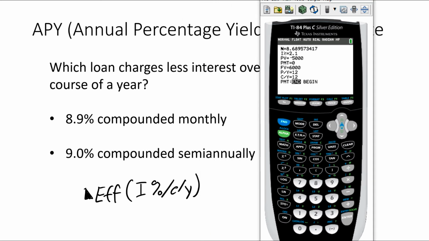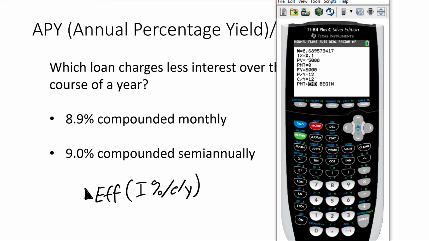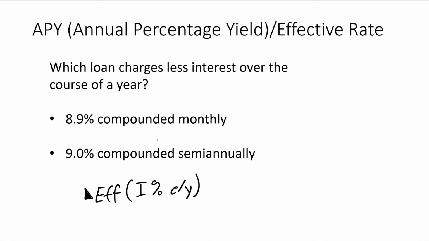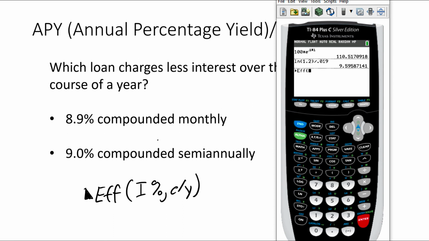All right, so let's go ahead and pull up that function. We'll quit out of here. We'll go to apps and then finance. And then rather than selecting TVM, we're going to go up to triangle EFF. So our first one is 8.9% compounded monthly. So we'll have 8.9. Oops, this should be I% comma C/Y. Sorry about that. So our interest rate, 8.9. And then a comma. Comma is right above your 7 key. And then the number of compounds per year. That one's compounded monthly, so that's 12.